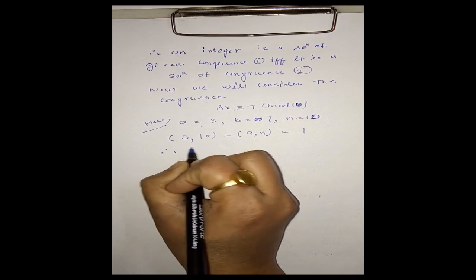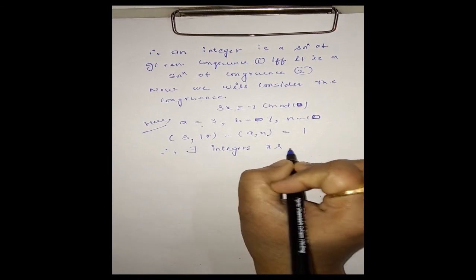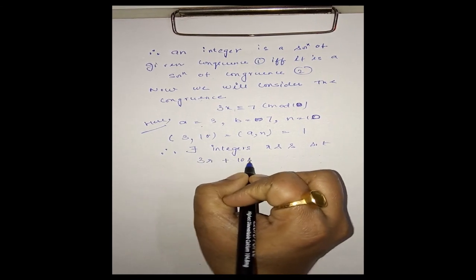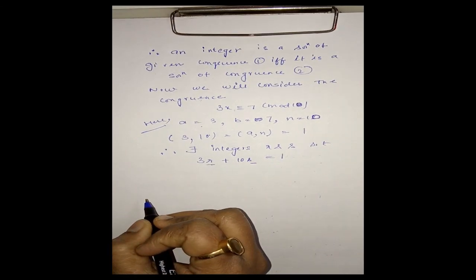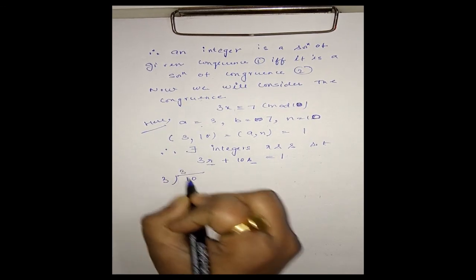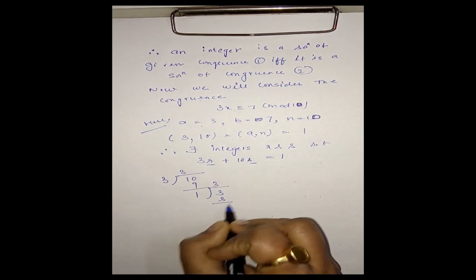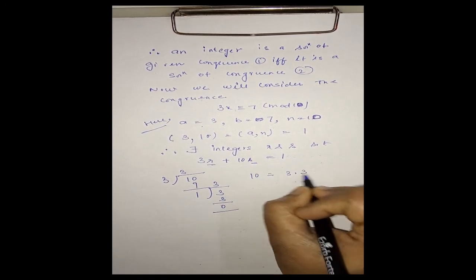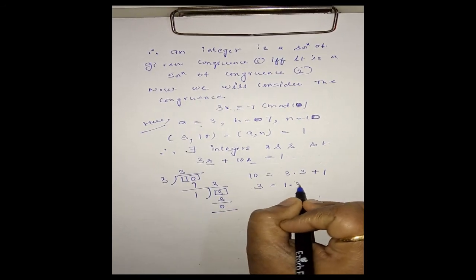Therefore, by Euclid's algorithm, there exist integers r and s such that 3 into r plus 10 into s is equal to 1. Now we will find these integers r and s. For this, we will first divide 10 by 3. 3 threes are 9, so we have 1. This 10 can be written as 3 into 3 plus 1. And this 3 is written as 1 into 3 plus 0.